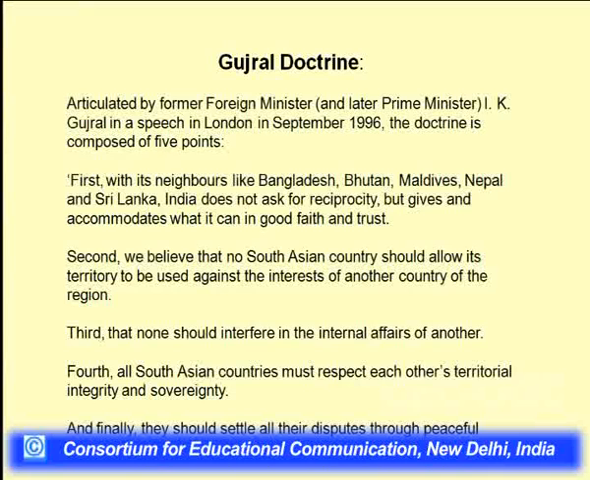So at this stage, after the collapse of the USSR and in the unipolar world system, India also had to rethink its South Asian policy, particularly keeping geo-economic interest for the country in mind, and we were also moving to build our economic strength and wanted to sustain economic growth for the future. So we articulated a foreign policy under Foreign Minister I.K. Gujral in his speech in London in September 1996. The doctrine is composed of 5 points.